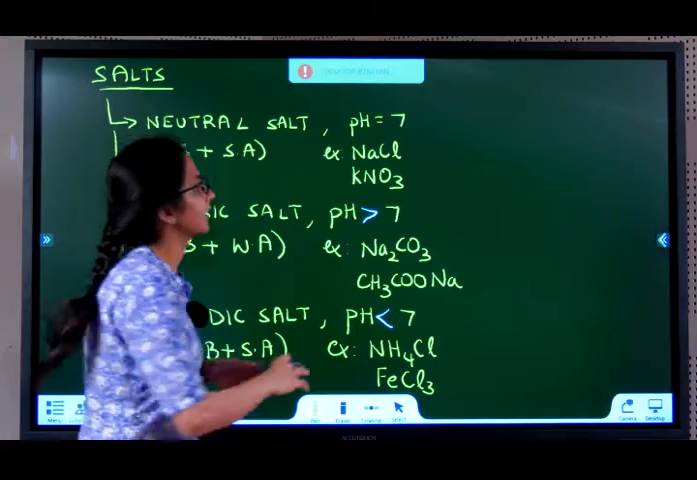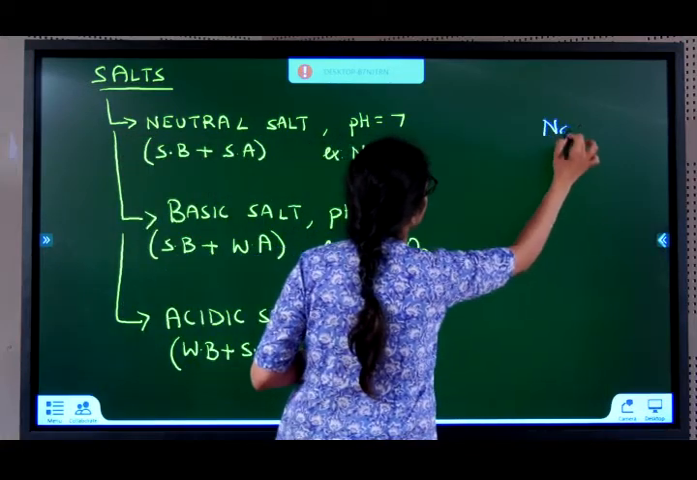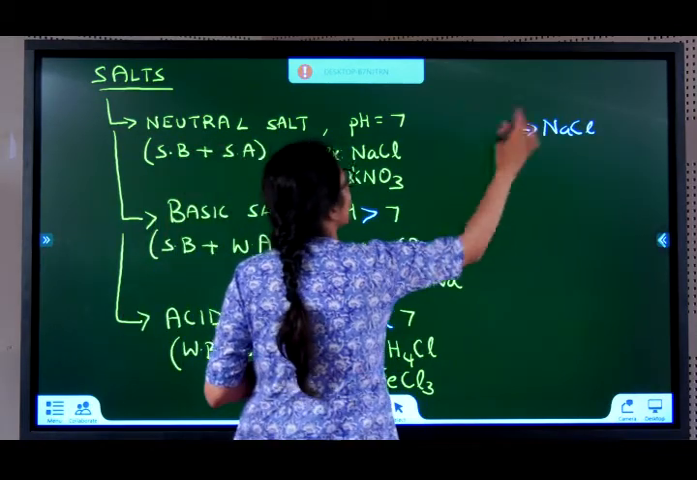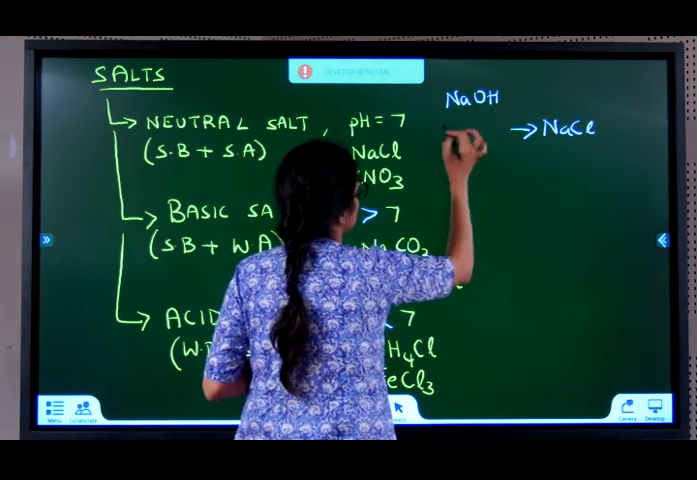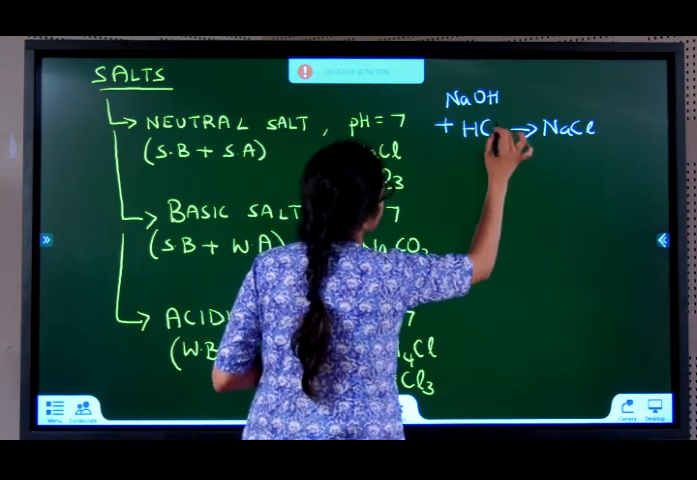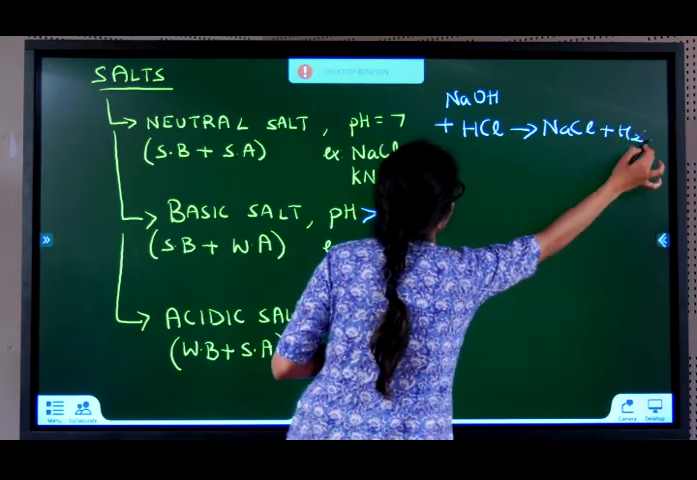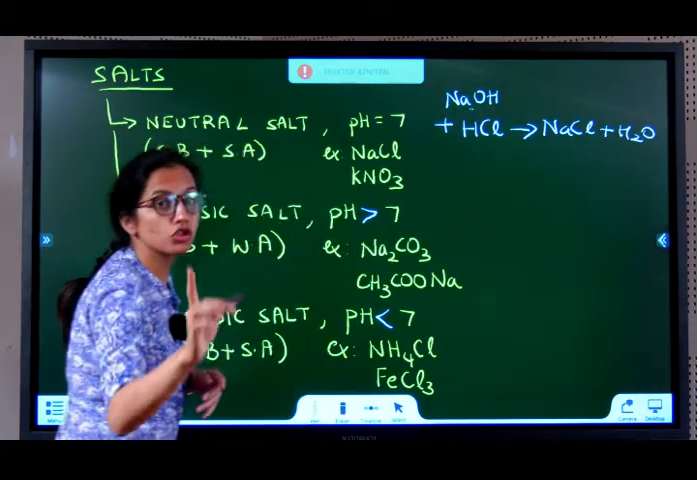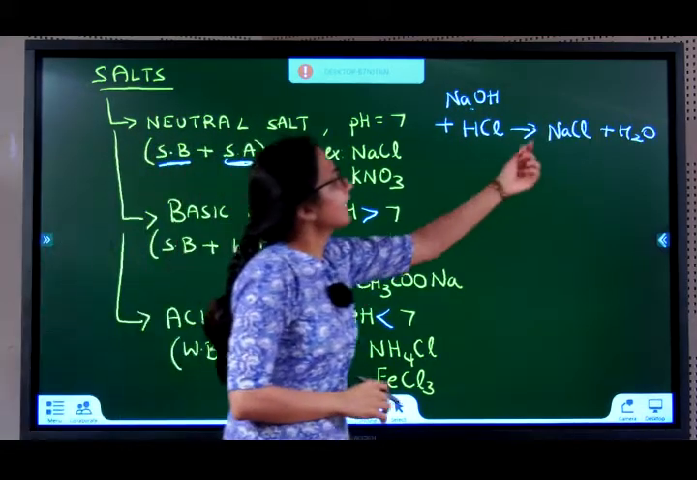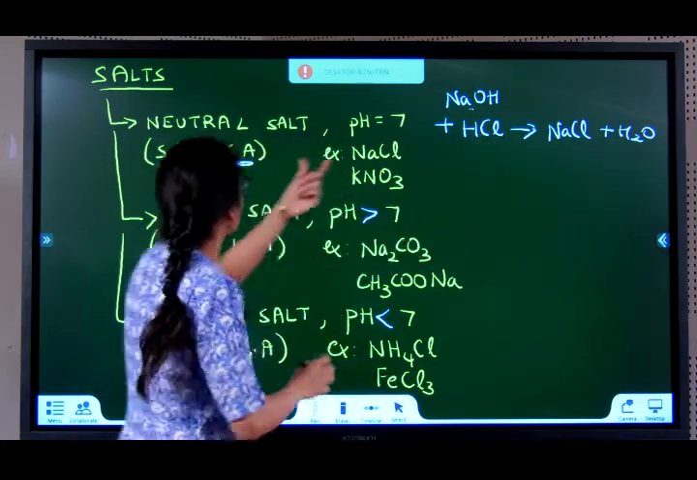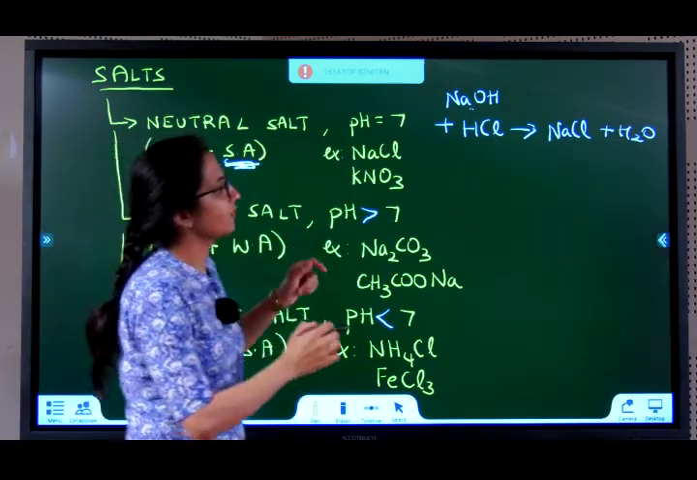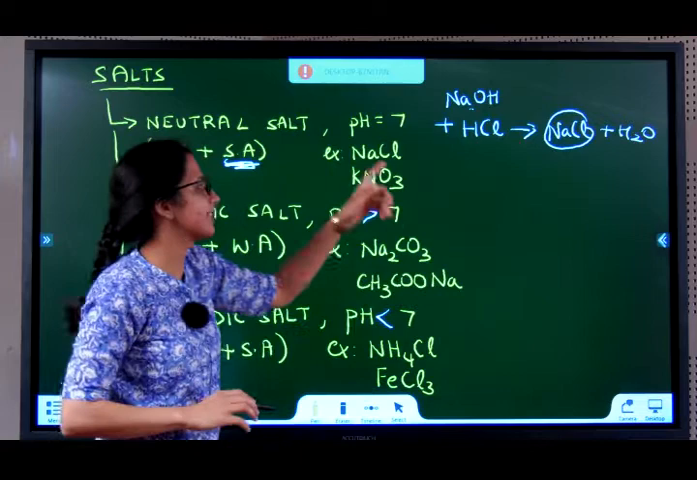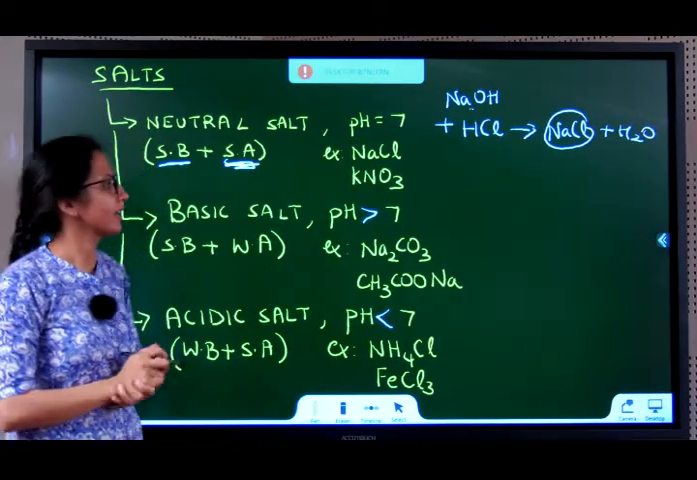NaCl, first example. If NaCl is being produced here, what are the two possible acid and base that you will use? Na will come from NaOH, agreed? Yes. Cl will come from HCl. So this will give you NaCl and water. So NaCl came from a base called NaOH, strong base. The Cl over here came from HCl, which is a strong acid. Therefore, I can say NaCl is made from a strong base and a strong acid, and its pH is 7.